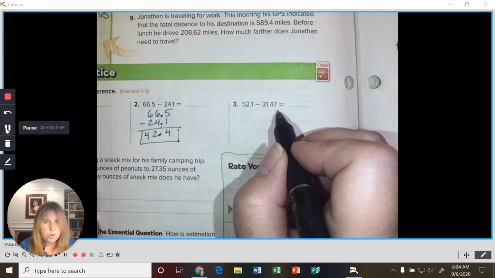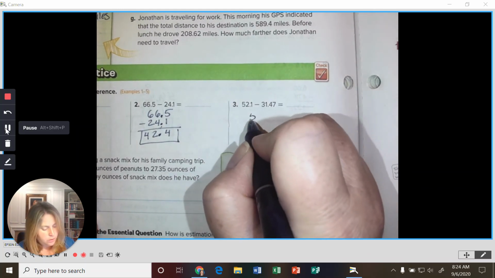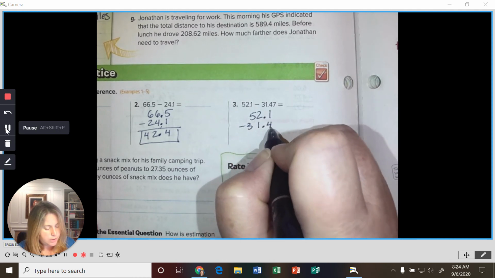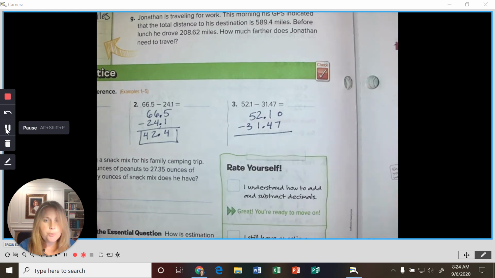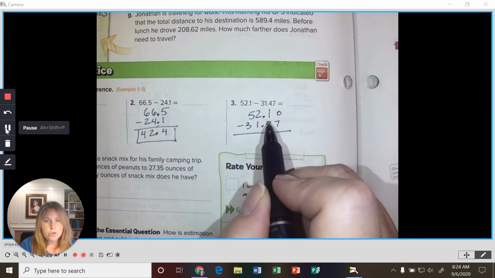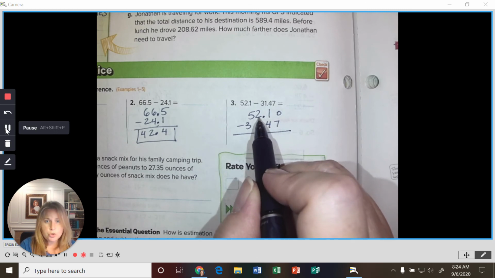Okay, number 3, 52.1 minus 31.47. Excuse me, I didn't say the 7 a moment ago. And then we'll annex a 0 here. I can't do 0 minus 7. I can't do 1 minus 4. So I'm going to come over here to this 2 to borrow.